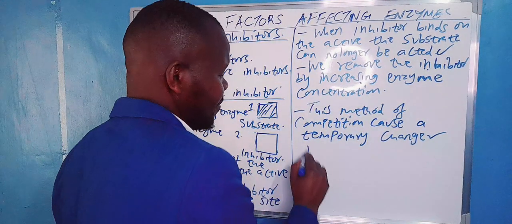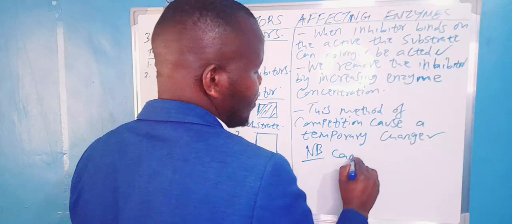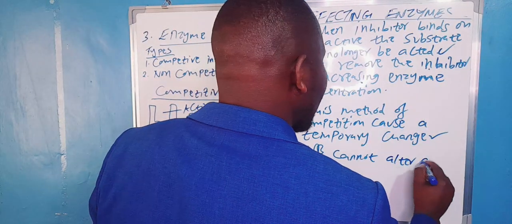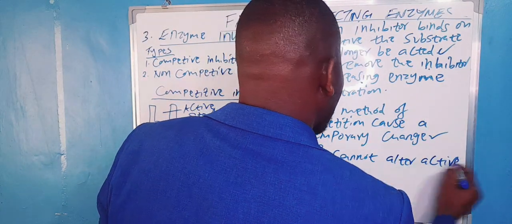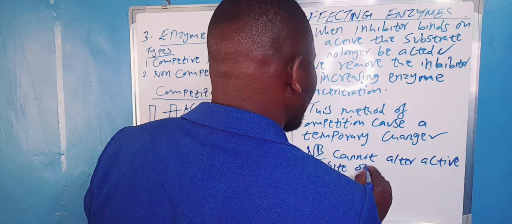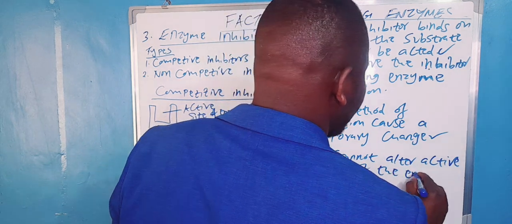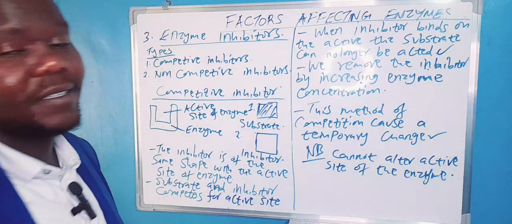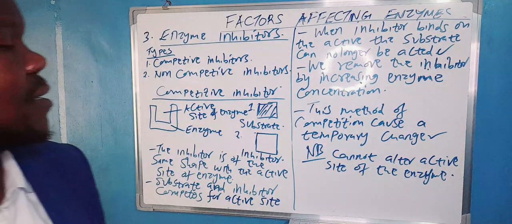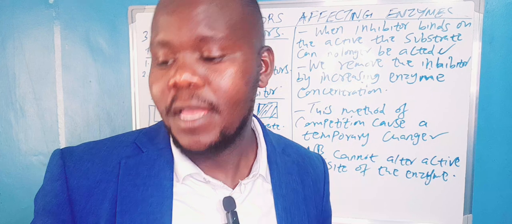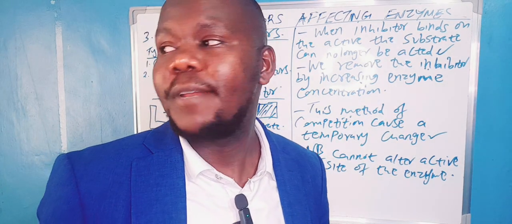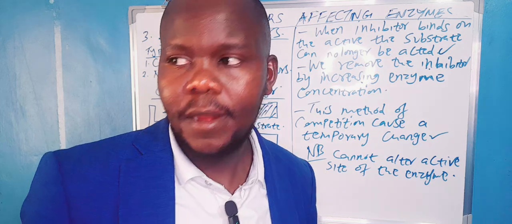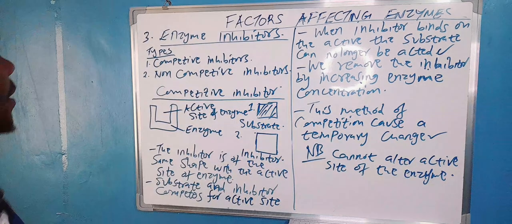So we are saying cannot what? This inhibitor cannot alter the active site of the enzyme. Hope you have learned on this competitive inhibitor. So let me take you to the second inhibitor form, which is the non-competitive inhibitor.